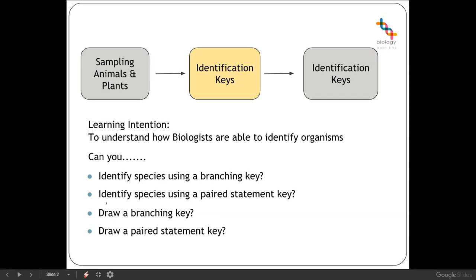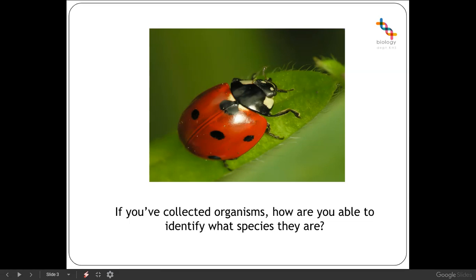And I'll explain exactly what both of those are and how you might be able to do that. So why might we want to be able to do this? Well, if we have been doing our sampling, let's say we've been out getting our pitfall traps, using our quadrats, we need to be able to identify the species of organism that we have collected. And we're going to do that by using an identification key, just a method of being able to figure out what species it is, usually by answering some pretty simple questions.